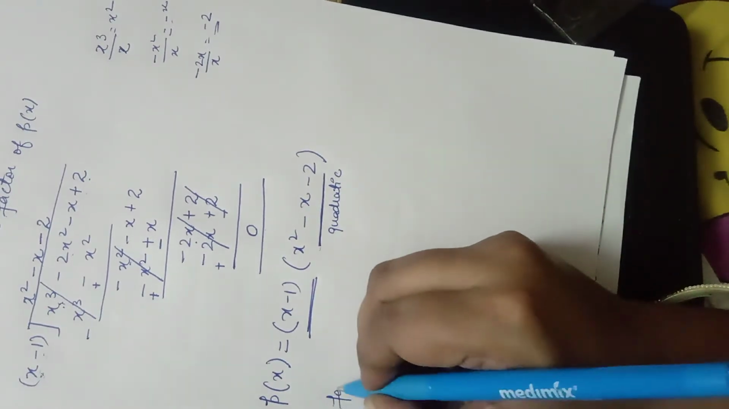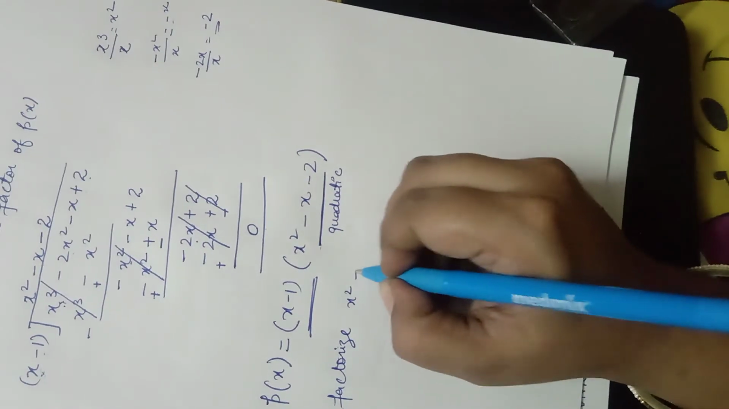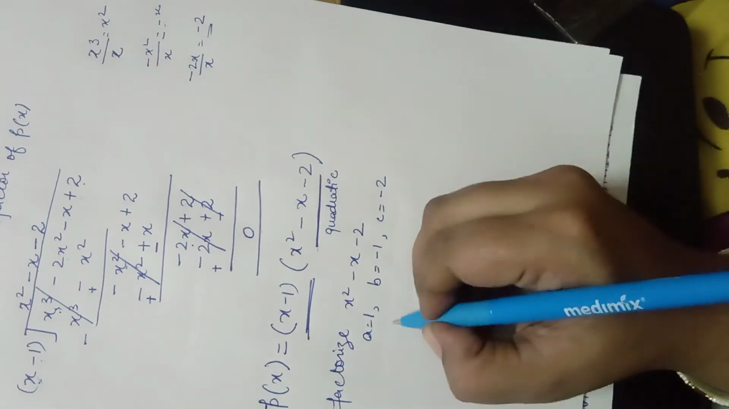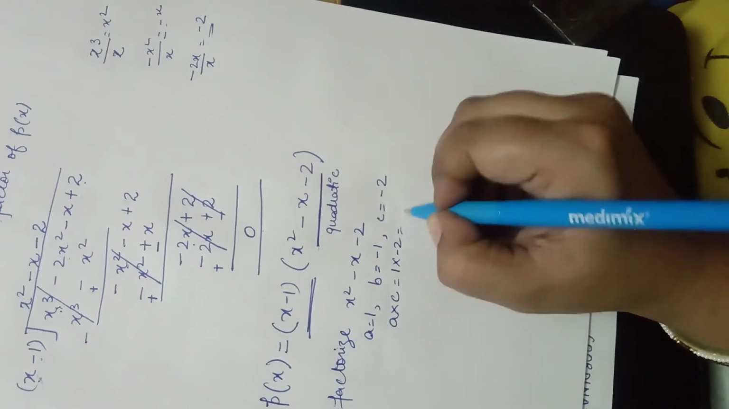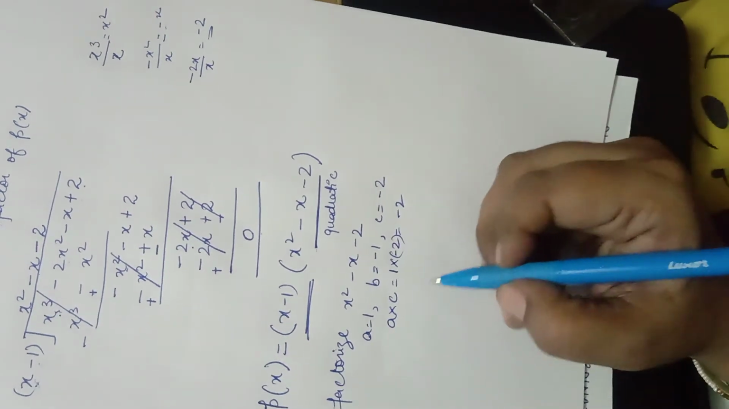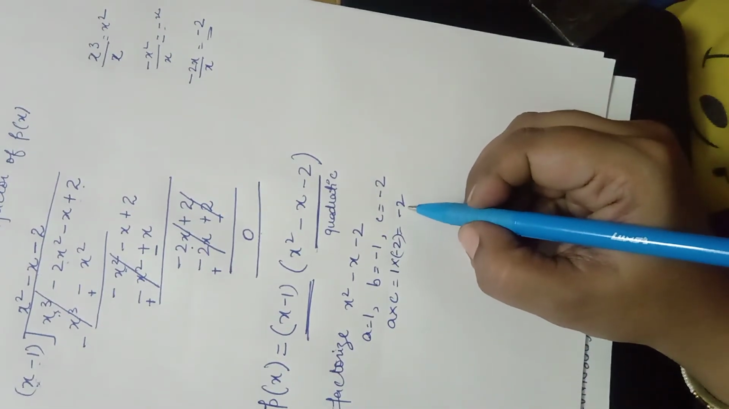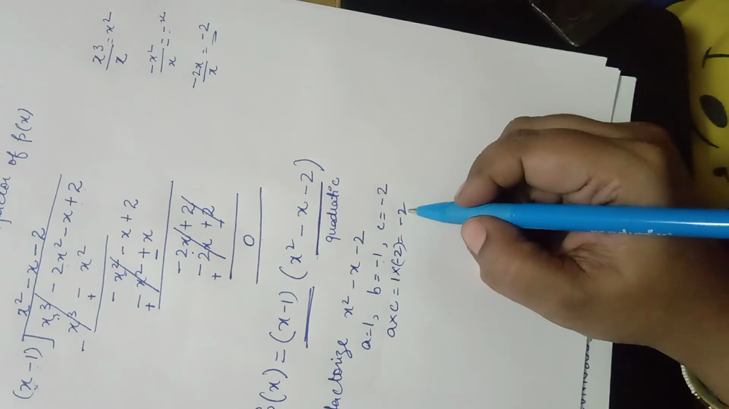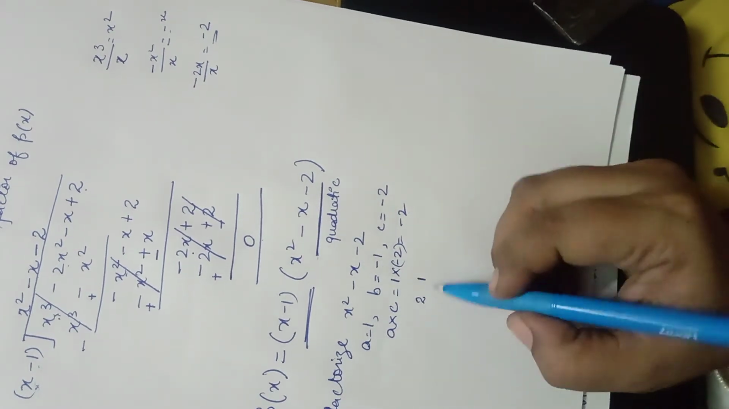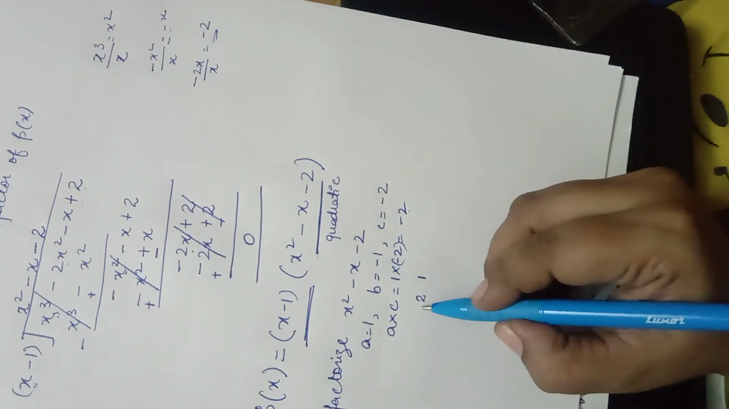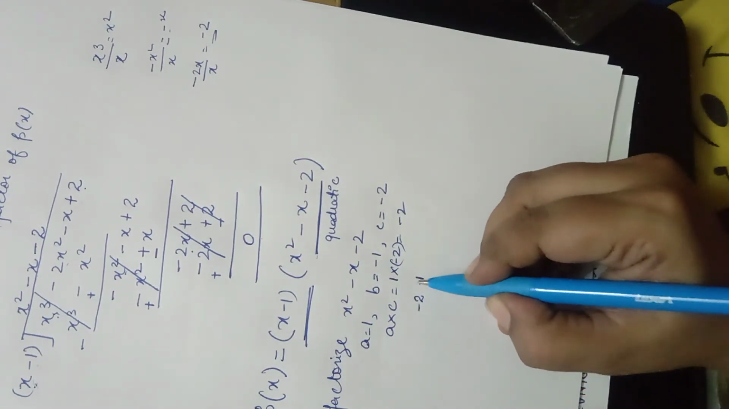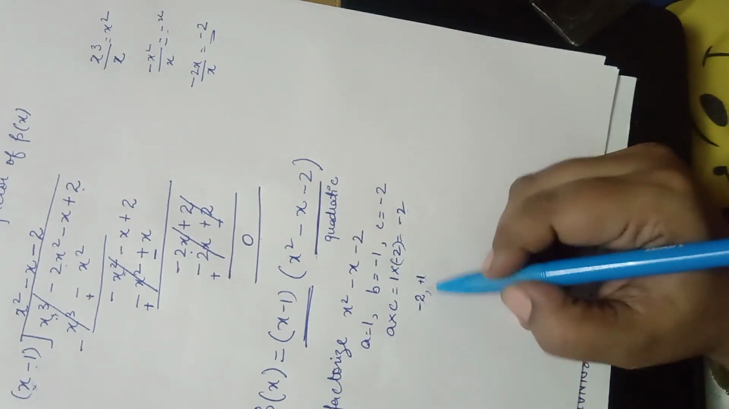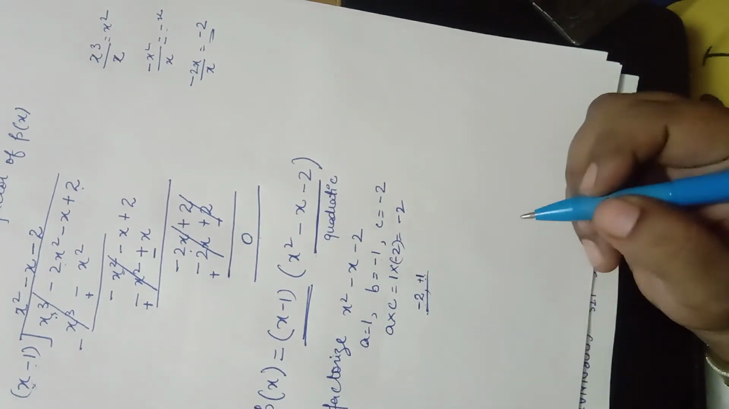Now factorize x square minus x minus 2. A is 1, B is minus 1, C is minus 2. So A into C is 1 into minus 2, which is again minus 2. Now you need to find out two numbers which when multiplied give minus 2 and which when added give you minus 1. Right? So the factors of minus 2 are 2 and 1. Now 2 and 1 when multiplied give you minus 2. If 2 is negative here and 1 is positive here, then if we multiply we get minus 2 and when we add we get minus 1. Right? Minus 2 plus 1 is minus 1. So the required two numbers are minus 2 and positive 1.